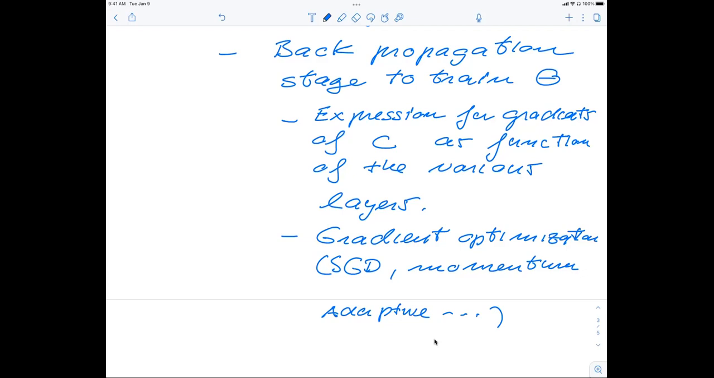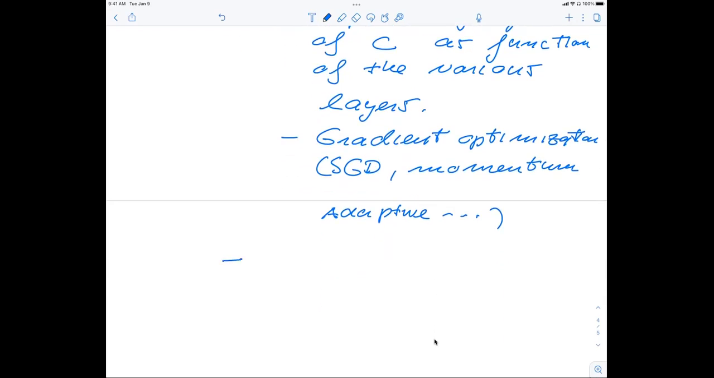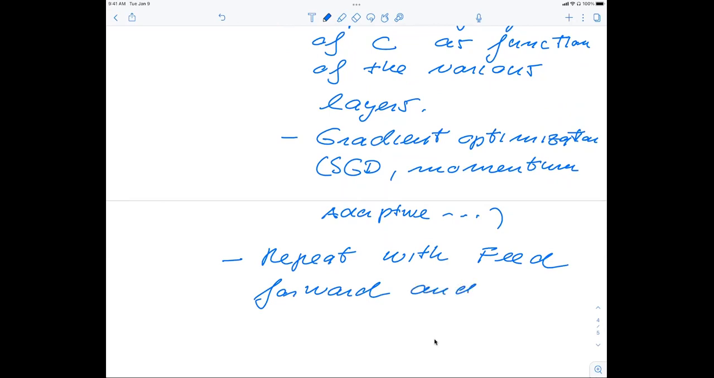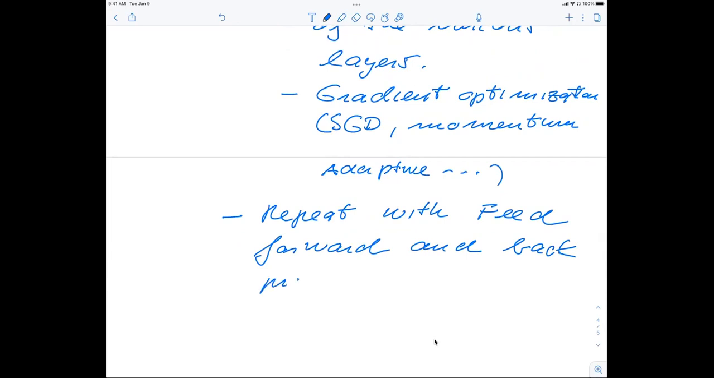Okay, does that sound reasonable? So we need a recipe to find a way to update the weights, and backpropagation is the standard recipe for doing that. So we would then repeat with feed forward, and backpropagation, in order to update the weights and the outputs.